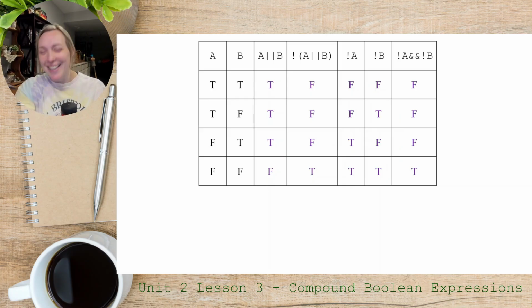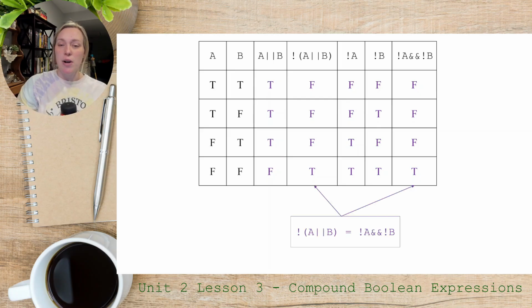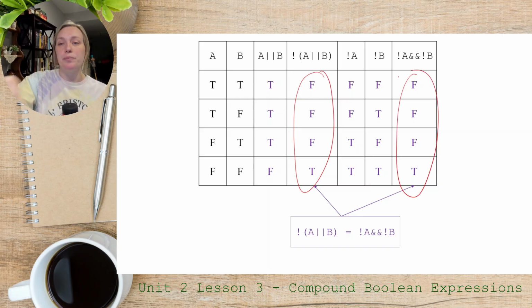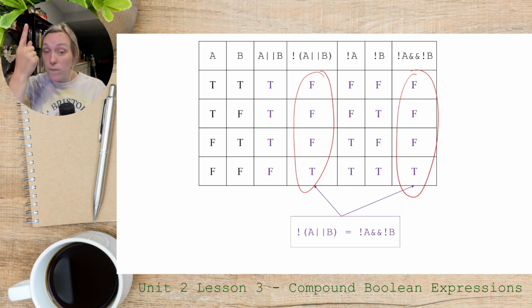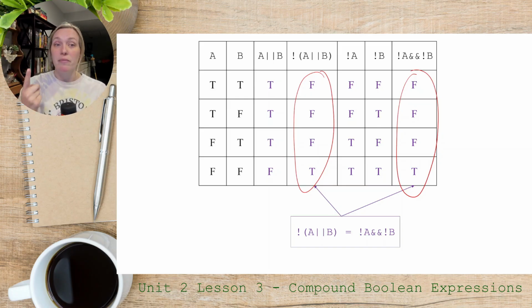Now, why did I do that? Besides just to practice. Well, I want you to notice these two columns right here. These two columns have the same output. Logically, they are the same for all values of A and B. And that's DeMorgan's first law, okay, that these are going to be equivalent for all values of A and B. Doesn't matter what values of A and B are, these two statements are equal to each other.